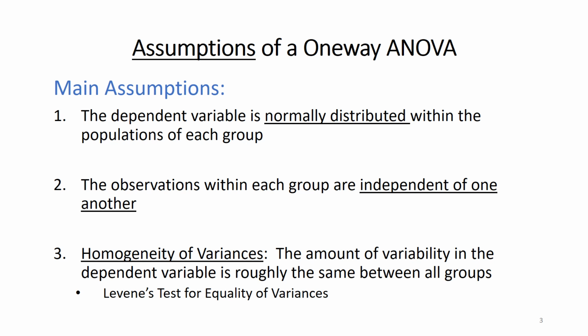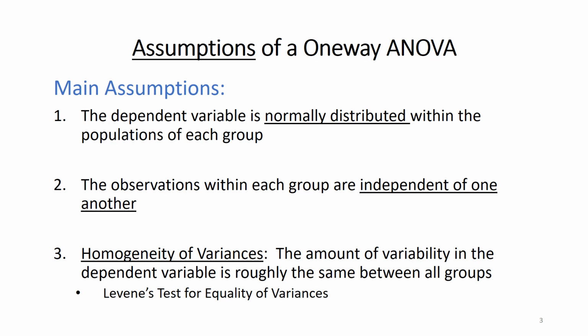And then finally, our good old friend, homogeneity of variances, is back. So we saw it with the independent samples t-test, and it comes back once again for the one-way ANOVA. So the assumption is that the amount of variability in the dependent variable is roughly the same between all groups.